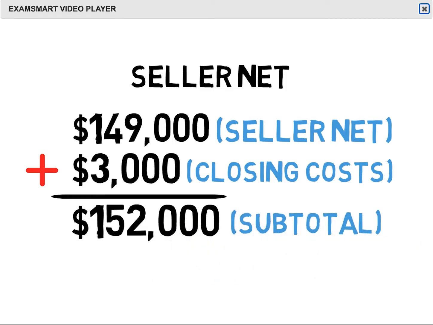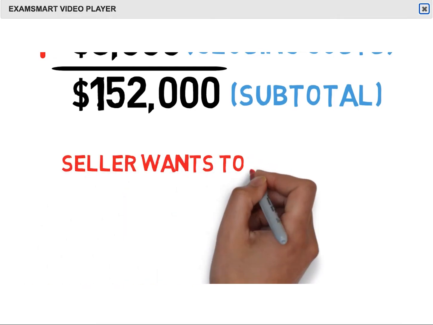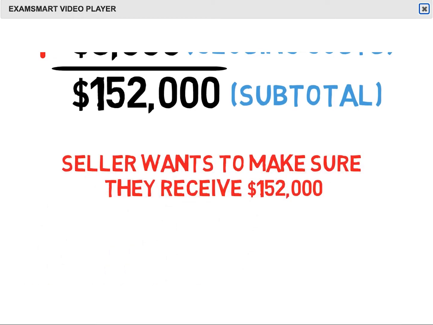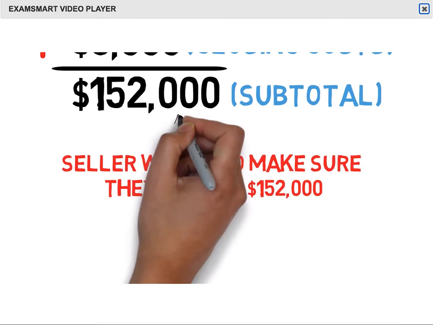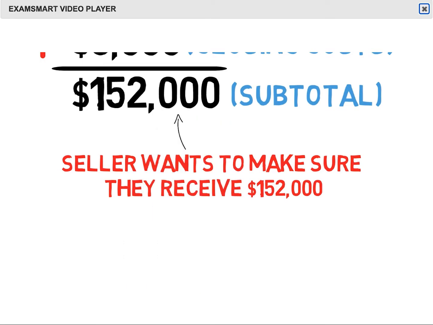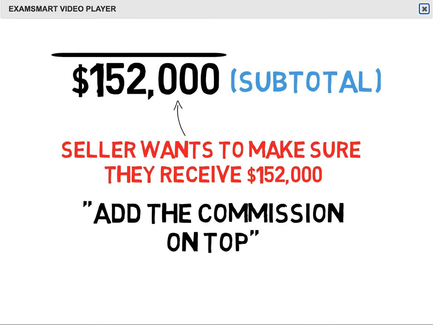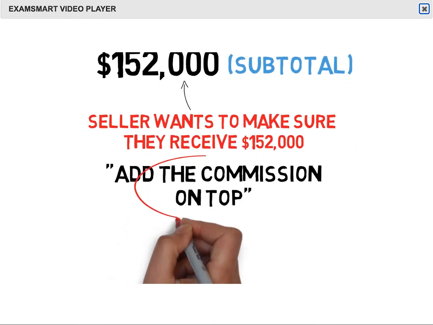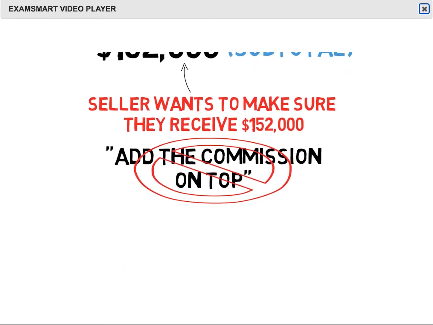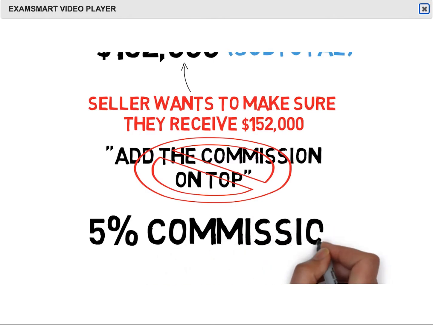However, the seller wants to make sure they receive $152,000, which will be enough to pay off the $3,000 in closing costs and net $149,000, but yet the seller says the commission has to be on top of that, so just add the commission on top. We cannot add the commission on top because the commission is given as a percentage, not an actual dollar amount.